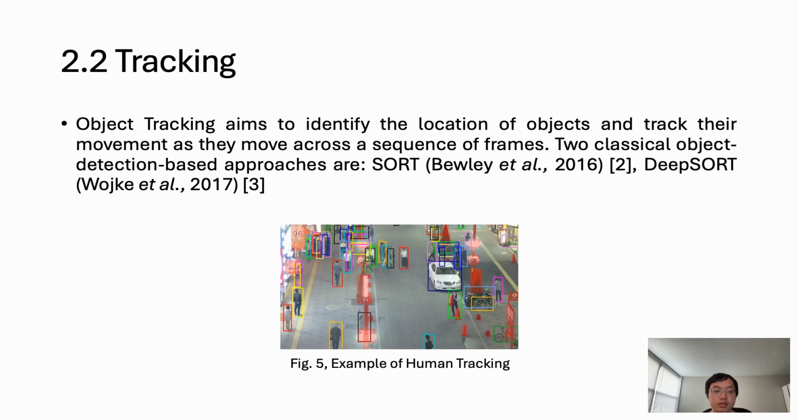Another topic is tracking. Object tracking aims to identify the location of objects and track their movement as they move across a sequence of frames. The 2 classical object detection-based approaches are SORT, introduced in 2016, and Deep SORT in 2017. The second approach involves deep neural networks to train tracking networks. They both use the bounding boxes detected by the object detection networks to perform the tracking and re-identification.